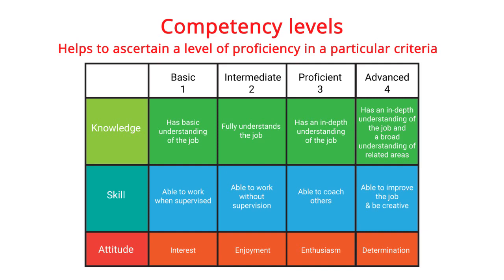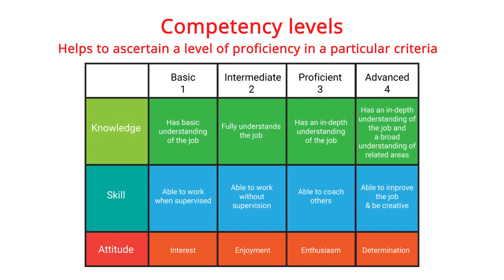You can see that at the top of the table you have basic, which is ranked as 1, intermediate 2, proficient level is 3, advanced level is 4. On the left-hand column straight down, we have listed knowledge, skill, and attitude. So, for instance, if we want to look at somebody who we will score a 3 in knowledge, that means that that candidate has an in-depth understanding of the job. Someone with a 2 in skill means that this person is able to work without supervision.